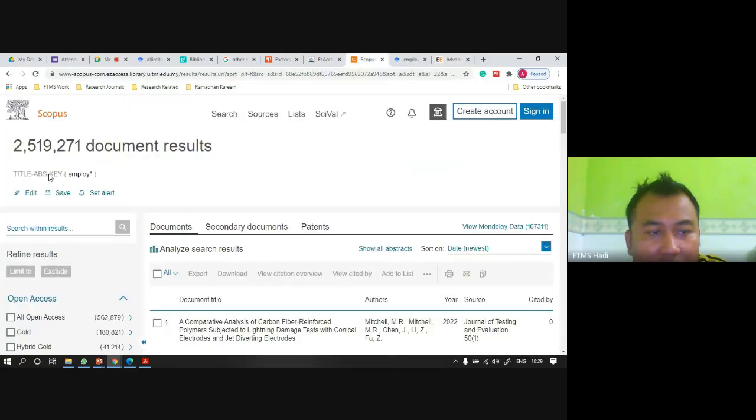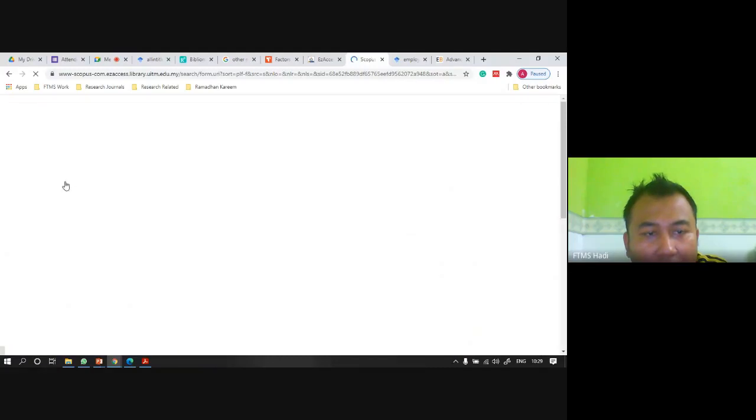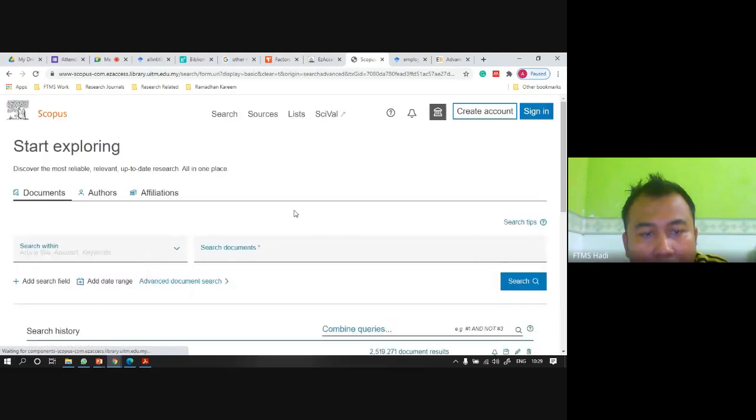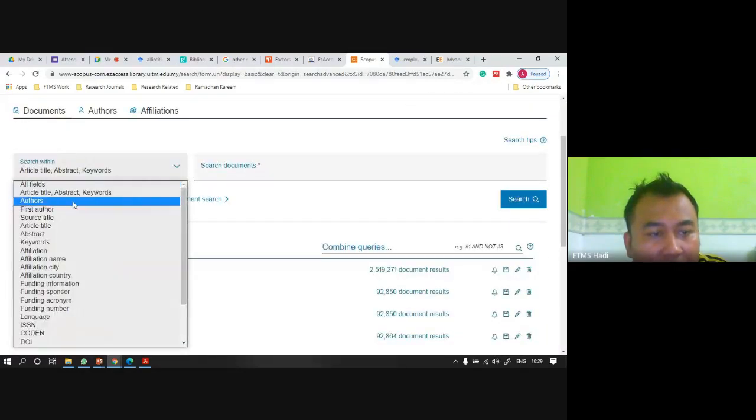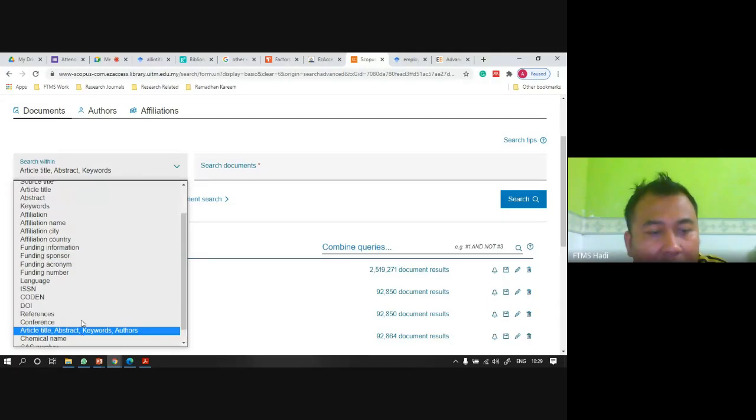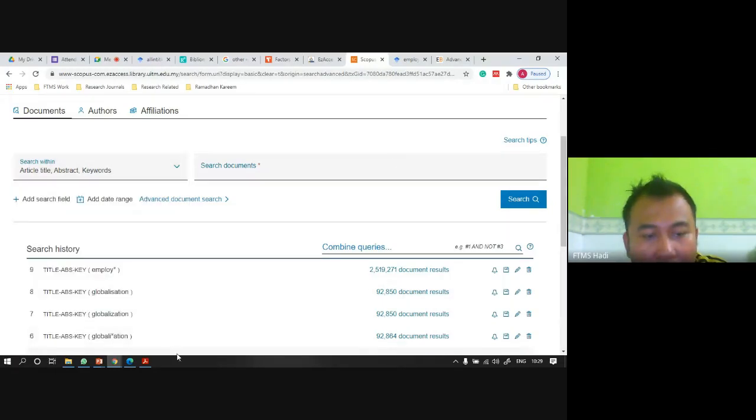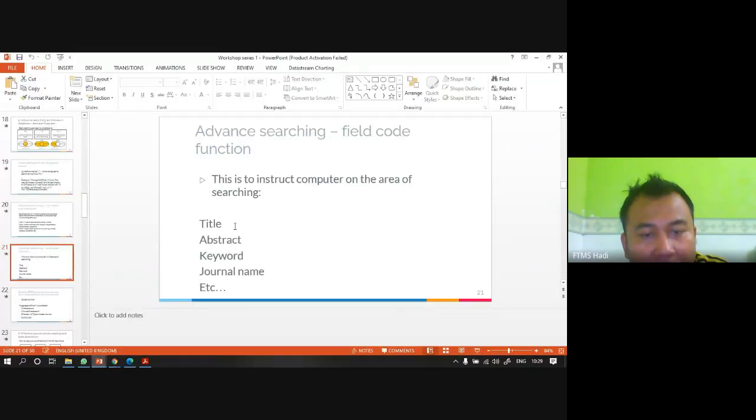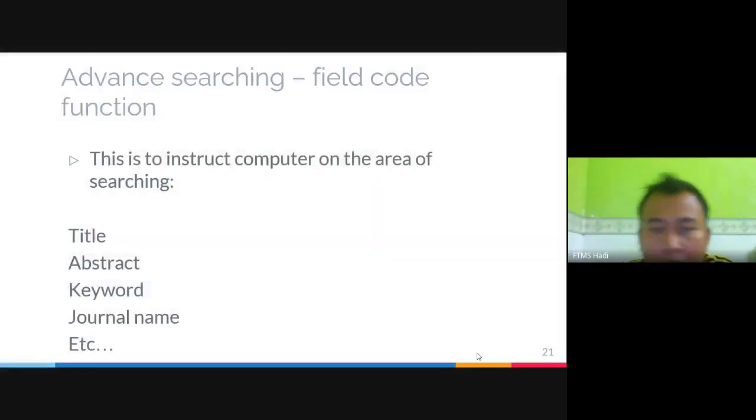But I'm using Scopus, and for Scopus we have a lot of field codes, whereby you can search by authors, first author, source title, article title, abstract, keyword. The option is up to me. These are the field codes. That means you instruct the field that you want to search.